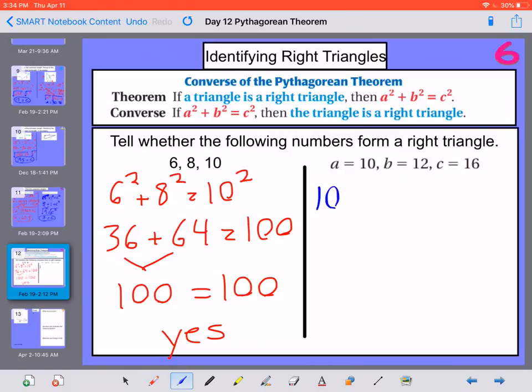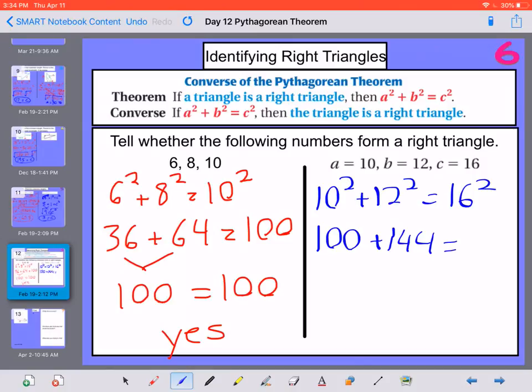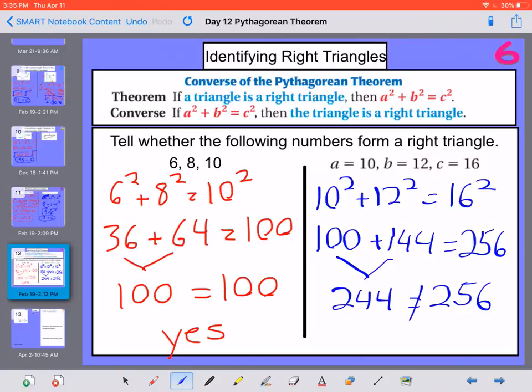Next one we have 10 squared plus 12 squared equals 16 squared. So 10 squared is 100 plus 12 squared, which is 144. And then 16 squared is 256. Now when I add up 100 and 144, I get 244 equals 256. Those don't equal each other, so this is not a right triangle.